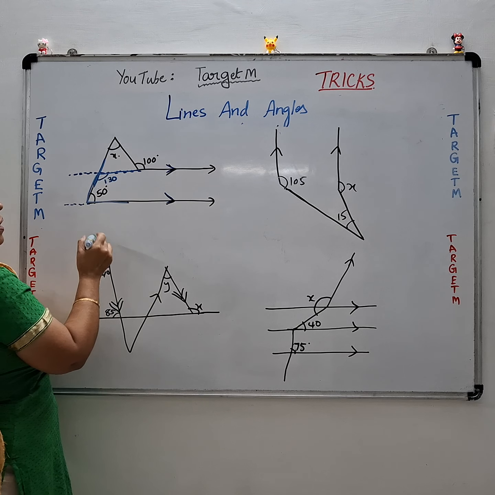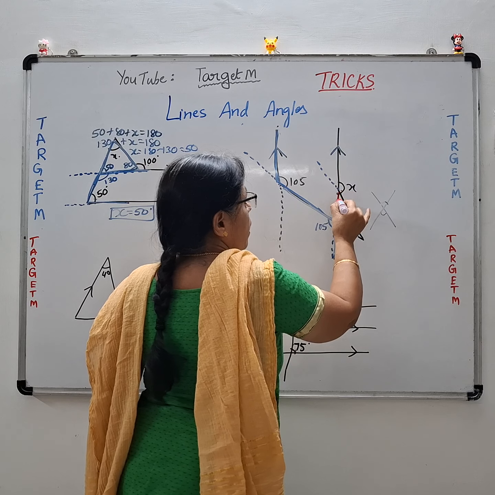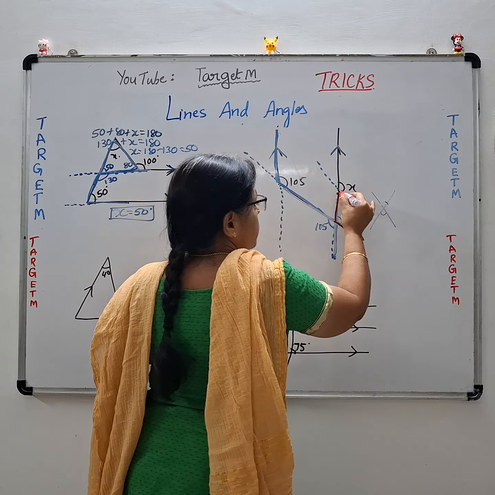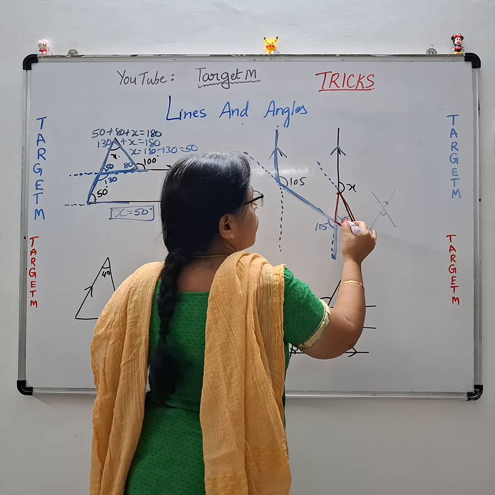Why? Because I told you already, in an X shape, these two angles will be equal. We call them vertically opposite angles. Now you can see clearly this is a triangle formed with 105, 105 and 15. So if this is 105 and this is 15, what is this value? 105 plus 5 is 110, 110 plus 10 is 120.